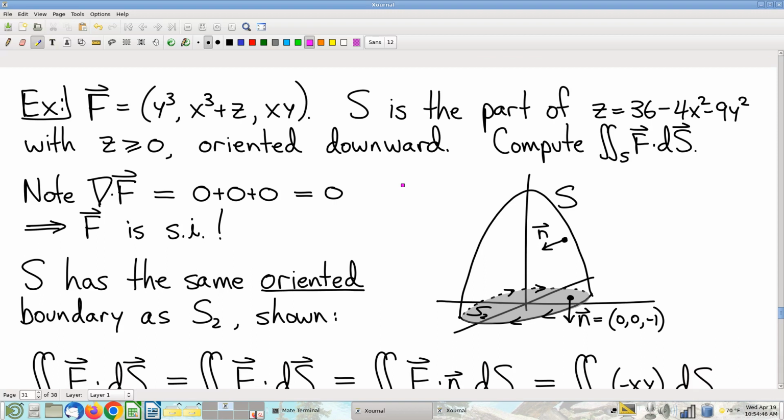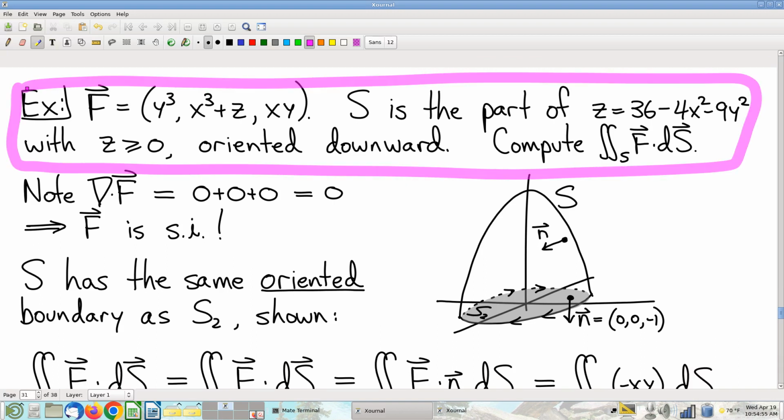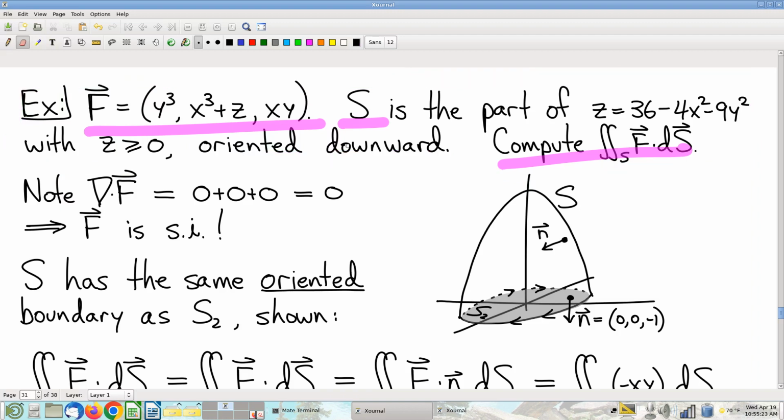Here is an example. This would be a pretty inconvenient problem if it wasn't for surface independence. Let's think about how I would compute the flux of this vector field through this surface S that is described in a certain way. It's part of a certain graph. The part above the XY plane, oriented downward, by the way, just to throw a curveball into the mix. How would I compute this flux? It's not a boundary of anything, right? If you look at this surface itself, and by the way, let me draw this surface. Here we go. The part.